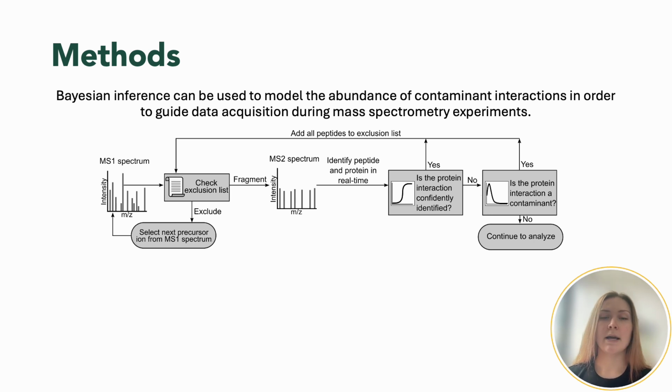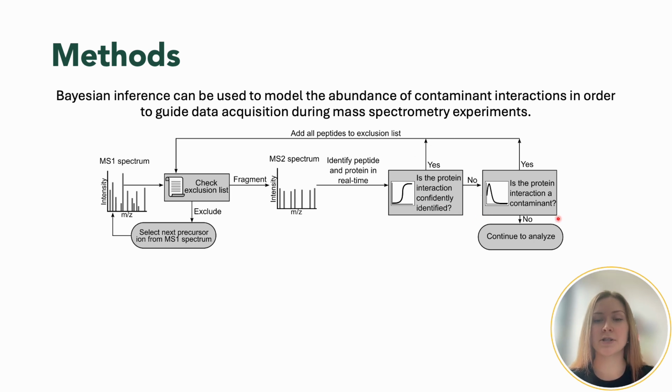So in my project, I am designing such a computational pipeline for affinity purification mass spectrometry experiments, which uses a real-time database search strategy to identify peptides and proteins live during an experiment. And then we can evaluate whether a putative protein interaction has enough data collected to confidently identify it, as well as whether it is a contaminant or not. And so if these conditions are true, we can exclude the instrument from collecting more data about the proteins and instead identify more biologically relevant interactions and those of lower abundance.